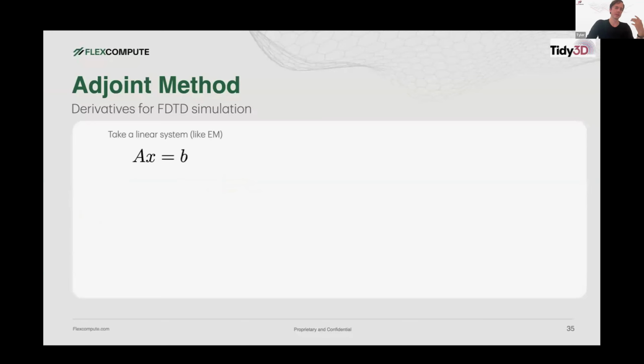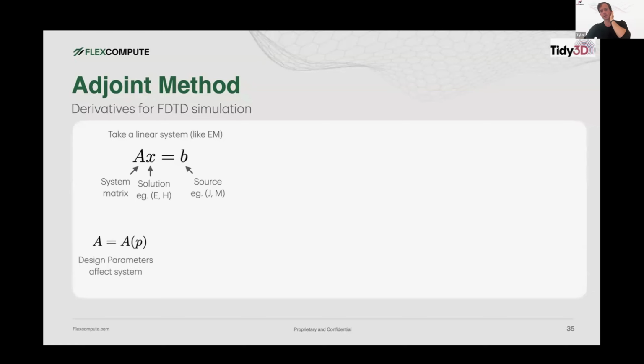In the linear system, we have AX equals B, and we're solving for X. A is the system matrix. It contains, let's say, your device and all of the boundary conditions and information about your setup. X is the solution, so the field solution, E and H fields, and B is the source, so how you're exciting your system. We can assume that our system depends on our parameters, P. So, changing some value P changes the width of a waveguide or something like that.